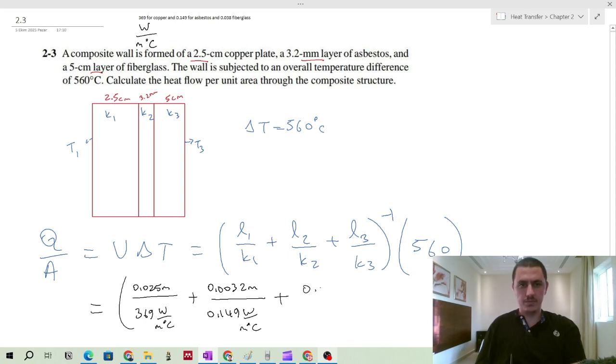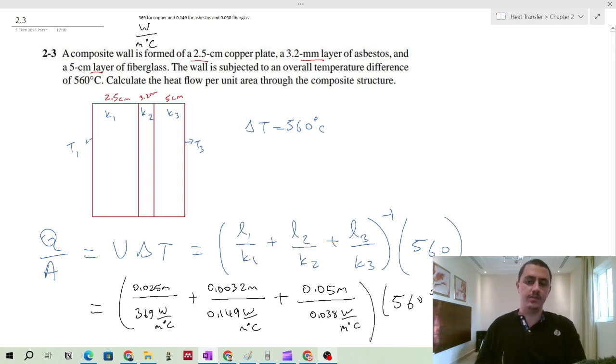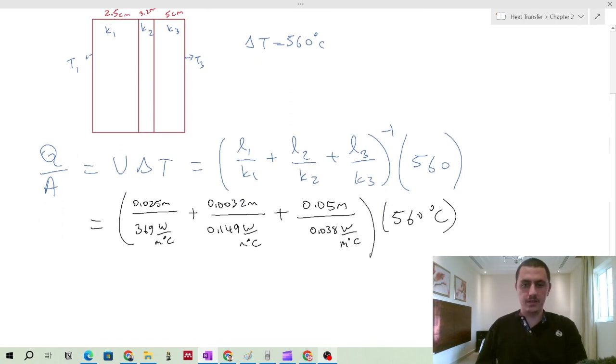So here you have 0.005 meter for the third layer, which is fiberglass with 0.038. Fiberglass is a porous material with a lot of empty places with air, so it will have a high insulating property. Watt per meter degrees Celsius. So you have 560 degrees Celsius.